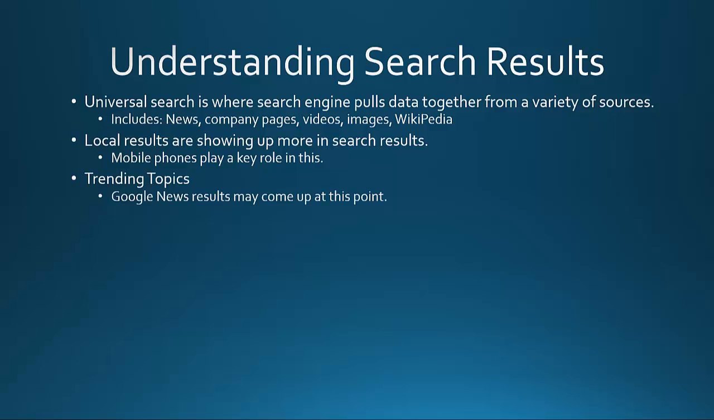Trending topics. Google News results may come up at this point. So if you're trying to get traffic for a trending topic, like let's say election results, that would be a really good time, depending on what your niche is about. If your website is about selling, let's say, something to do with ammunition, or maybe you're selling targets for people that have guns and they want to do target practice.